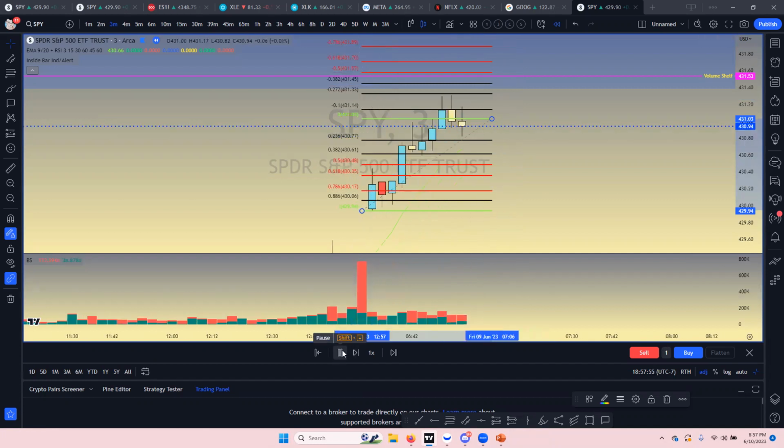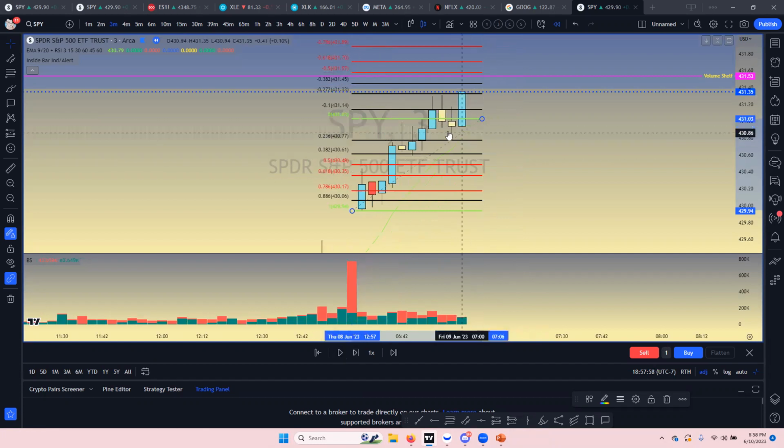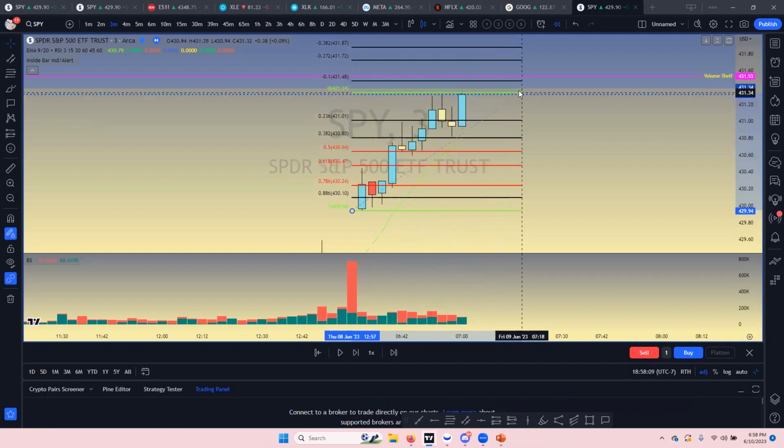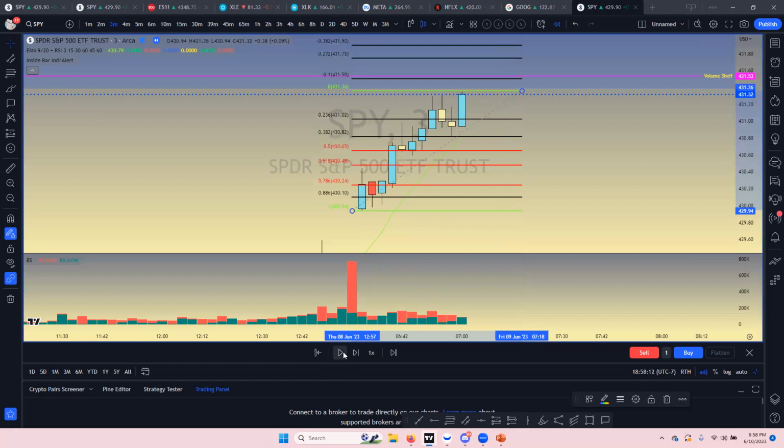I'm pretty sure I did it again. They bounced off the 0.236 level. They didn't come down, and I didn't get filled. So I didn't get filled here, and I didn't get filled here. At this point, I'm getting kind of frustrated. So I'm like, whatever, let's go.